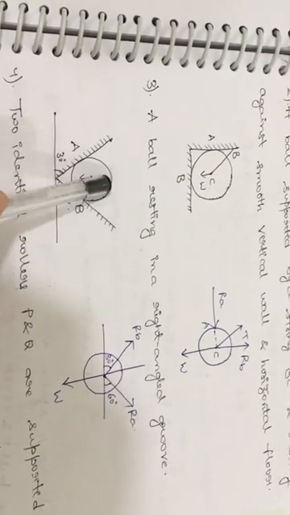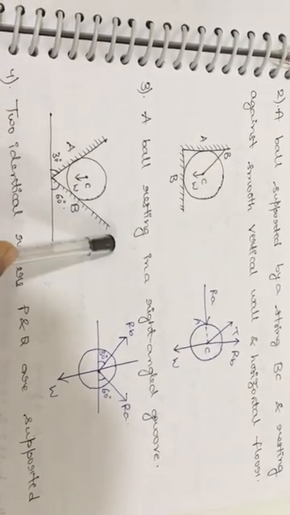Next, coming to the third example, here one ball is resting in a right angled groove. This is one part of the groove and this is the other part of the groove, and these two parts of the right angled groove are inclined.